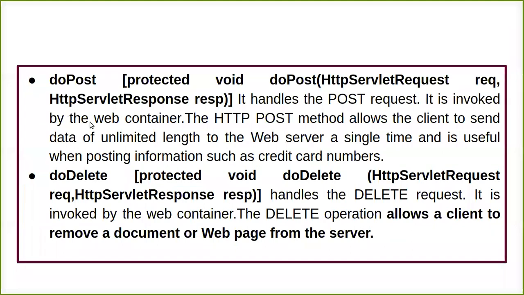The only difference between doPost and the doGet method is that doPost allows you to send any amount of data with an unlimited length to your web server at a single point of time. That is what you can do with the help of doPost, whereas with the doGet method we are going to have limitations. Both are sending and both are handling the request of the client.